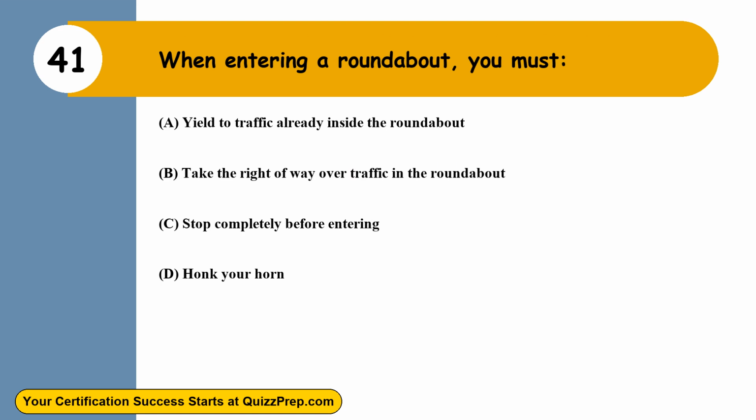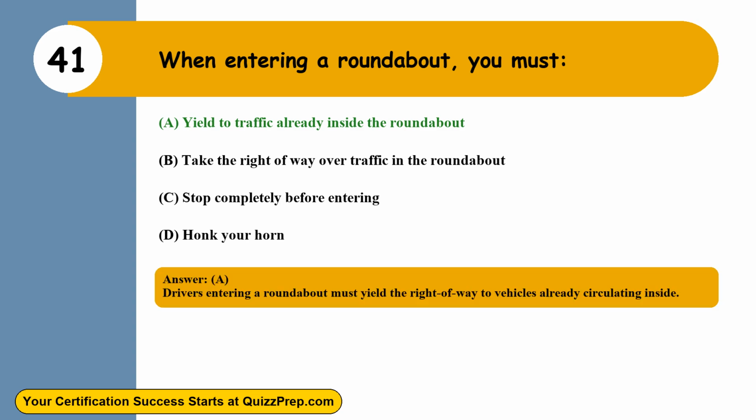Question 41. When entering a roundabout, you must, option A, yield to traffic already inside the roundabout, option B, take the right-of-way over traffic in the roundabout, option C, stop completely before entering, option D, honk your horn. The correct answer is option A, yield to traffic already inside the roundabout. Drivers entering a roundabout must yield the right of way to vehicles already circulating inside.